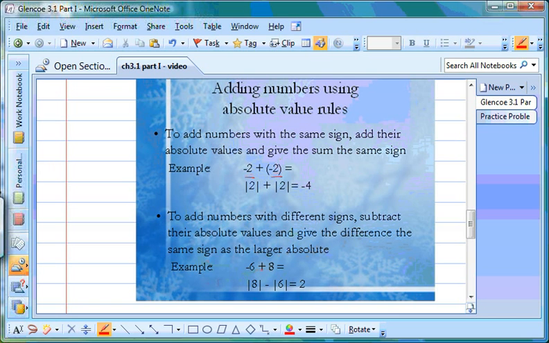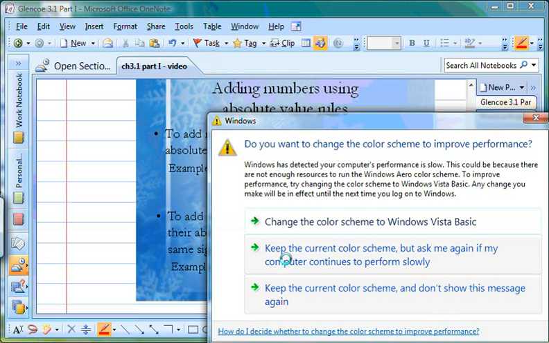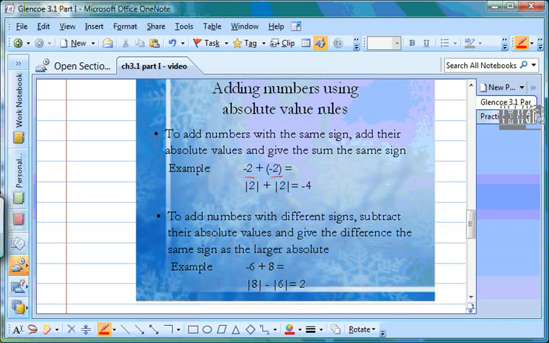If you have -6 and you're adding +8, you need to set up a subtraction problem. They have different signs. The 6 is negative, the 8 is positive. When you set up the subtraction problem, you have the absolute value of 8, because 8 is the larger number, so it needs to go first, minus, we're subtracting because they had different signs, the absolute value of 6. We subtract those two. 8 minus 6 equals 2.